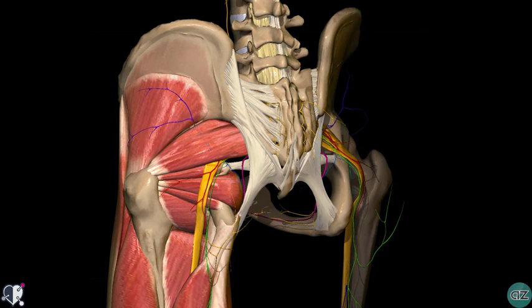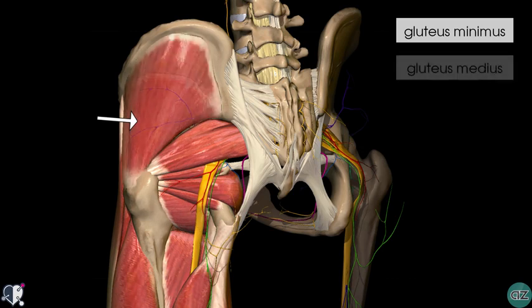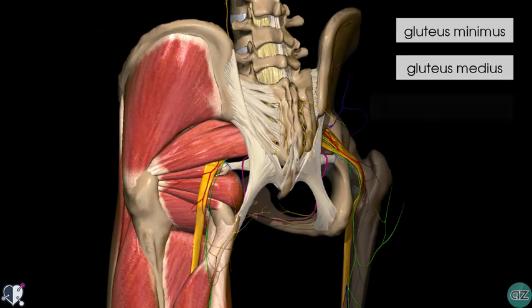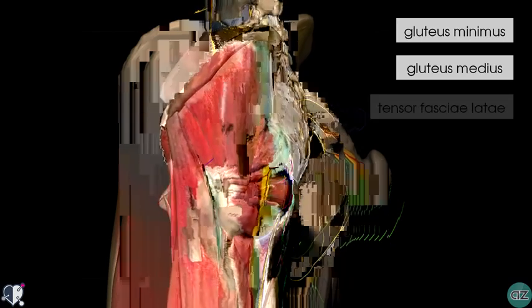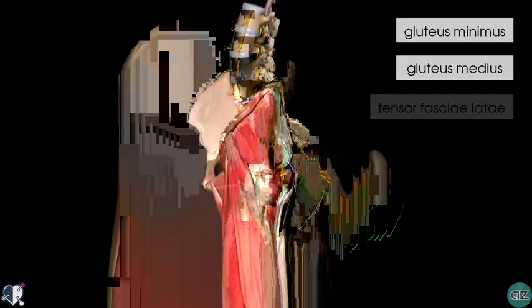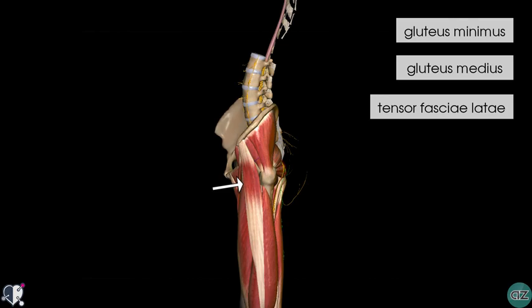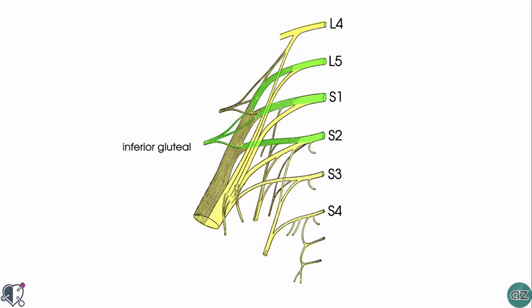In terms of motor function, it innervates the gluteus minimus, which you can see here, the gluteus medius, which I've just brought back, and the tensor fasciae latae. The inferior gluteal nerve originates from spinal nerve roots L5, S1 and S2.